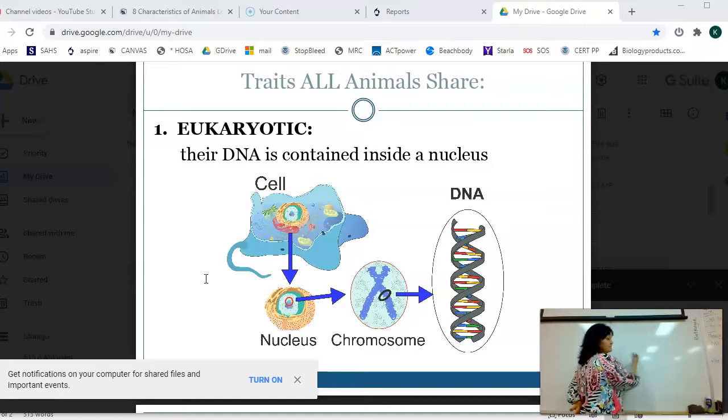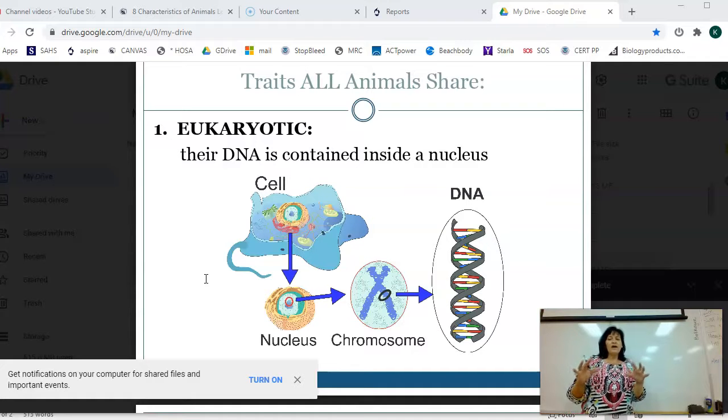Once you have that, in one of the boxes, you can put it wherever. If you want to do it in order this way or this way across, I don't care, as long as you have those 8 boxes filled by the time we're done. The first box is eukaryotic. So all animals have cells that are eukaryotic, which means their DNA is contained inside a nucleus, okay? We've talked about this before with chemistry for nucleic acids, right? So that DNA is inside the nucleus.